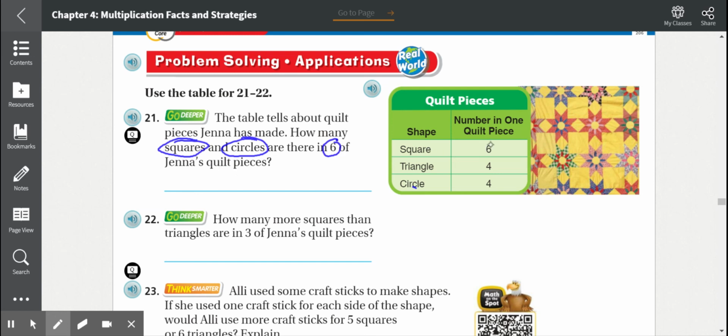So that means squares is 6, so we're going to do 6 times 6. And then for circles, she has 4. 6 times 4. Well, 6 times 6 is 36, and 6 times 4 is 24. Now we add those to get the total. 6 plus 4 is 10. 1 plus 3 is 4, plus 2 more is 6, and so the answer is 60.